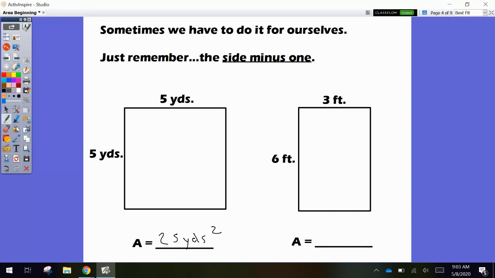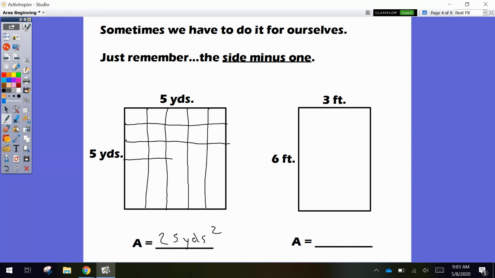You just remember the side minus 1. So 5 minus 1 is 4. So if I draw 4 lines, I'm going to get 5 sections. So by drawing 4 lines, I've now made 5 sections. We do the same thing the other way, drawing 4 lines to make 5 sections. So the sides minus 1. It doesn't matter if they're perfect squares or they're all matched up. Now, if I counted them, 1, 2, 3, all the way up to 25, we still get 25. So either way, you're going to get the right answer.